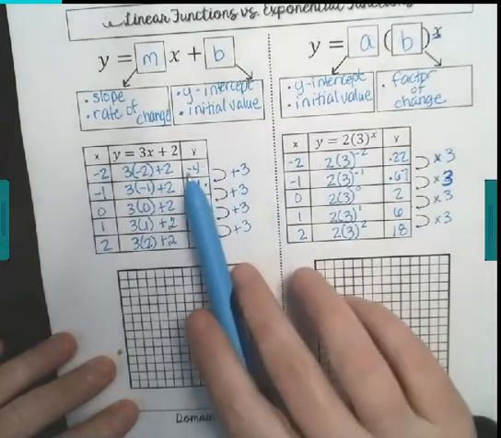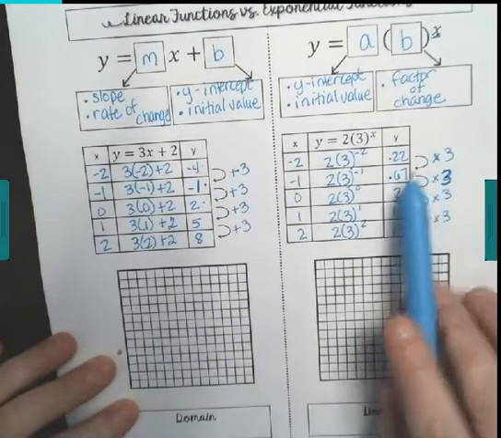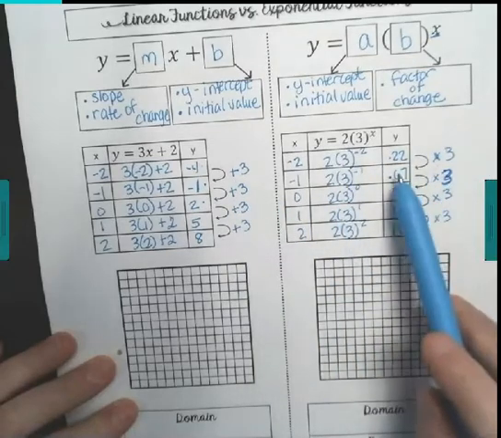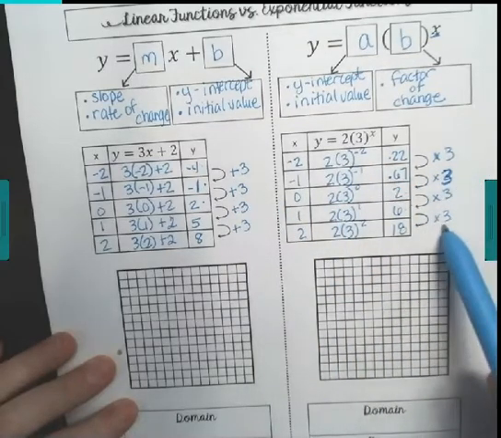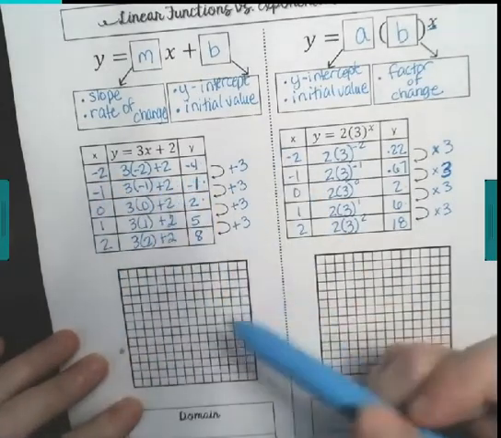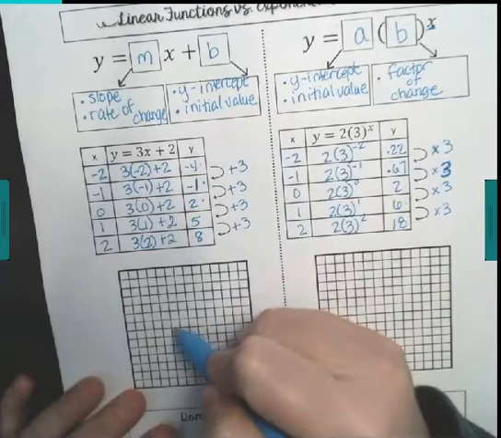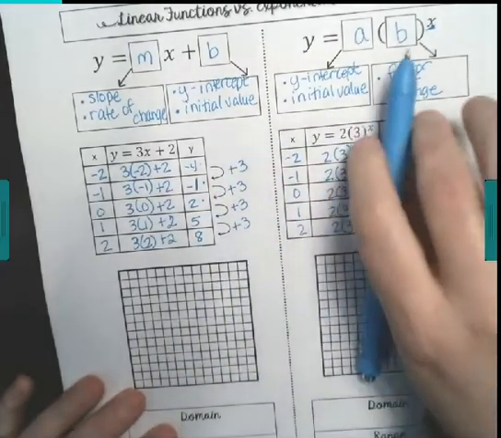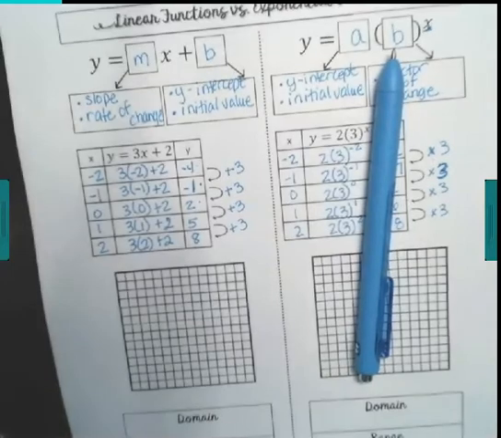And that's the major difference between a linear function and an exponential function. A linear function goes up by adding 3 every time. This exponential function goes up by multiplying by 3 each time. So what we can do now is plot these points. First of all, let's clearly draw those lines.